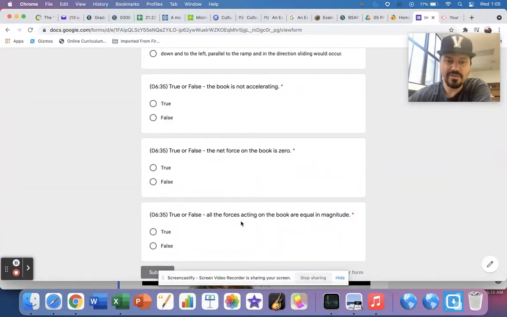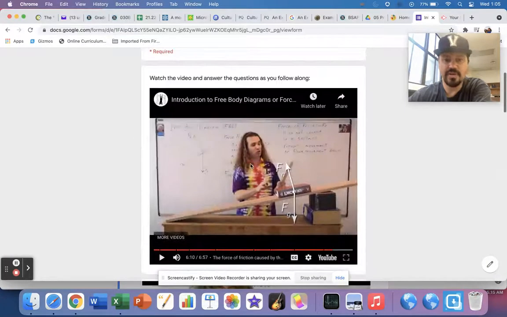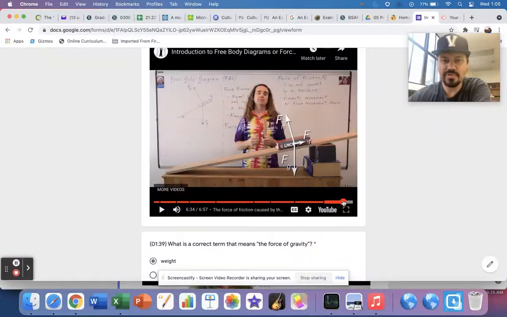And then the last one, all the forces acting on the book are equal in magnitude. That's false. If we scroll ahead a little bit, we'll see that the friction force and the normal force and the gravitational force, they're all actually different sizes. Normal and gravity, they look like they're the same size forces, but actually the gravitational force is a little bit longer.